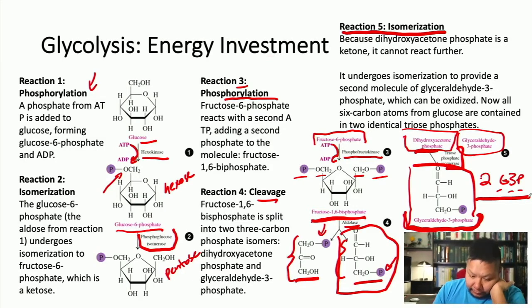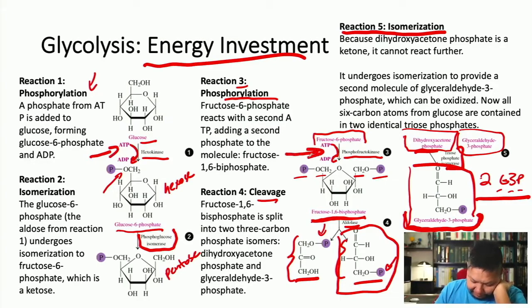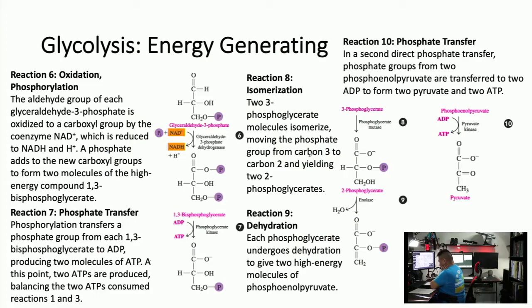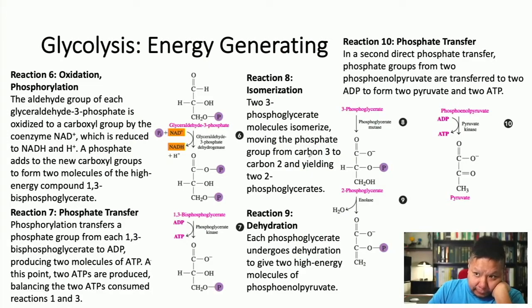That ends the energy investment stage. The energy investment happened in step 1, and in step 3, where we needed the ATP to do the 2 phosphorylations. Sorry, too much red around. So keep that in mind. Then starts the energy generating phase. Here we start with reaction 6, which is oxidation and phosphorylation.